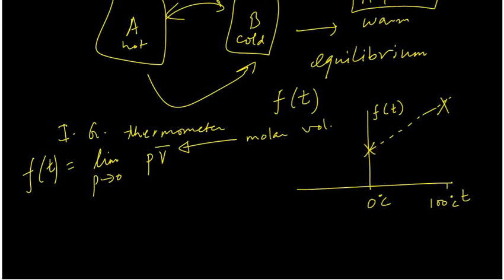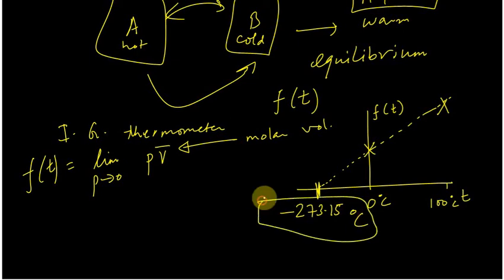Now at some point this f of t also goes to 0. Extrapolate, sorry. And the moment you extrapolate, you get a temperature over here, which is minus 273.15 degrees C, to be very precise.